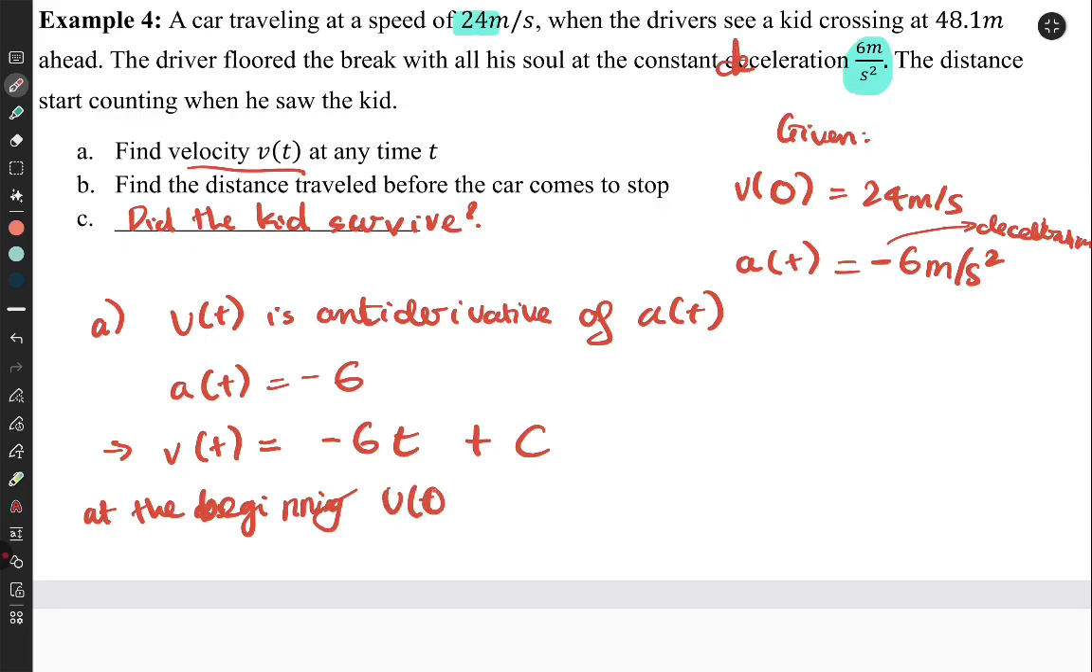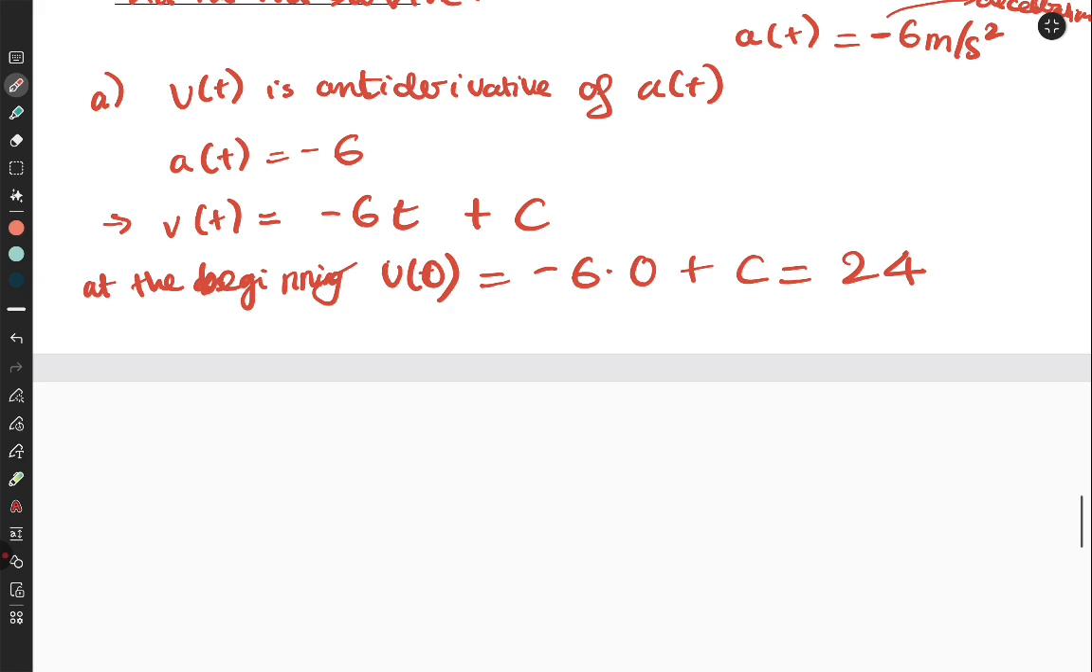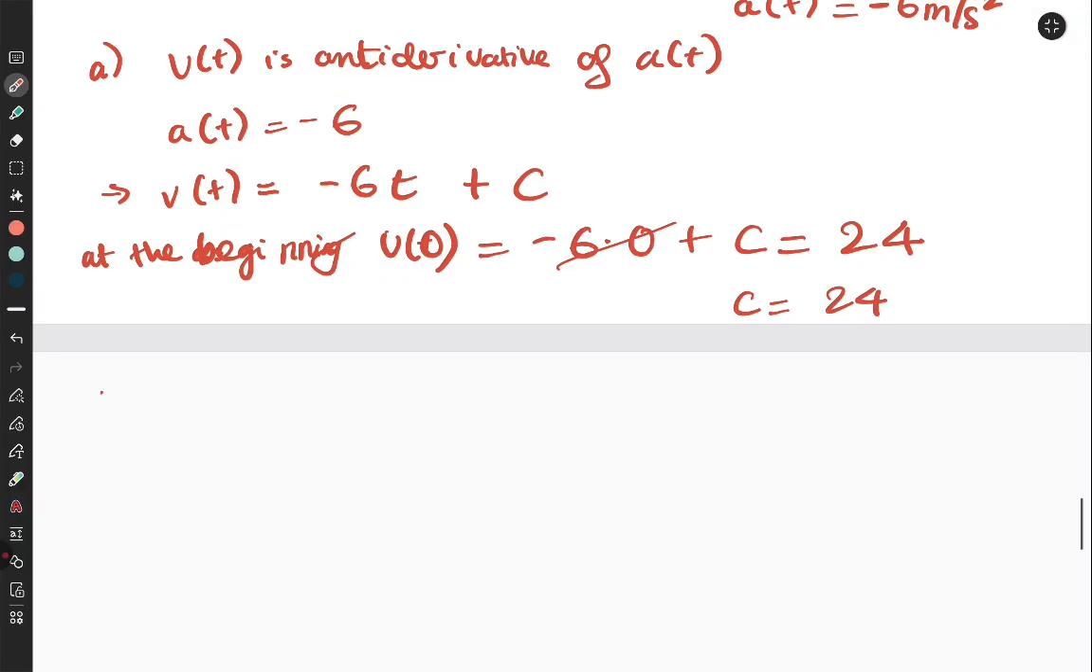V of 0 equals negative 6 times 0 plus C equals 24. Drop the unit, we bring back the unit later. C would be 24. Therefore, now you have a complete velocity.